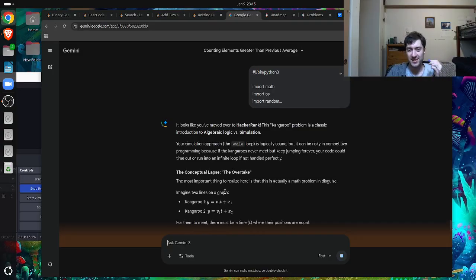Okay. This is a kangaroo problem. Okay. Algebraic logic, simulation. Sound, it can be risky in competitive programming. I don't want to be a competitor. I just want to get it. I just want to be a software engineer. Okay, if the kangaroos never meet, but keep jumping forever, your code could run out of time.